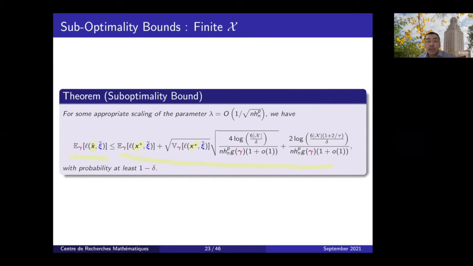And here we observe that if an optimal decision X star has a low variance, then the second term here is not significant, and the last term is going to dominate. We find that the suboptimality bound decays at a faster rate, a faster rate of 1/n(h) to the power p. So this is one of the benefits of the variance regularization scheme.